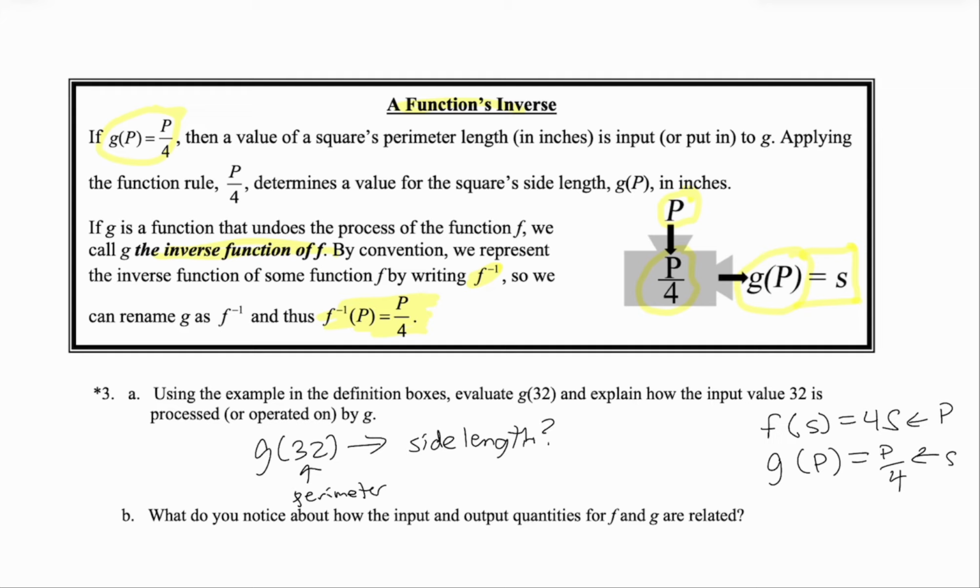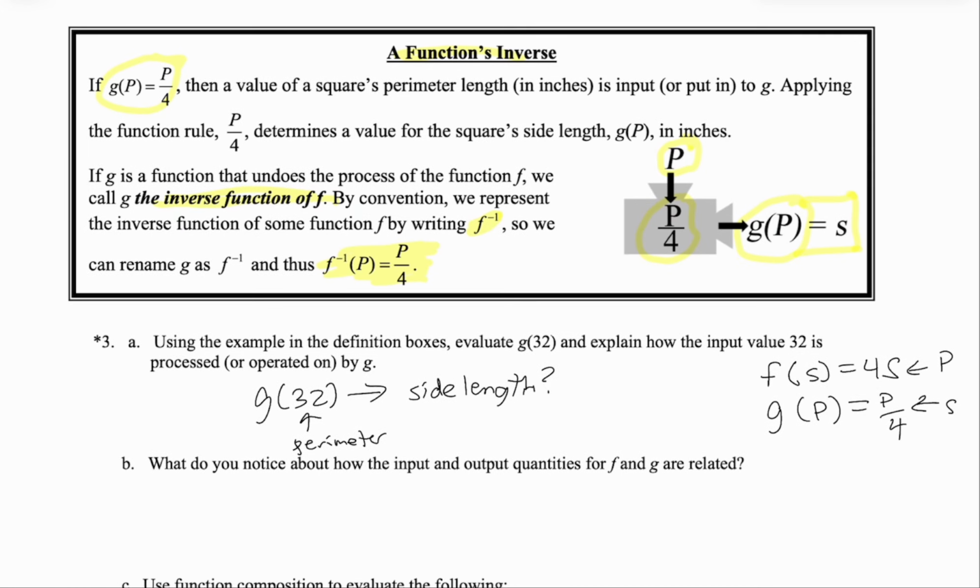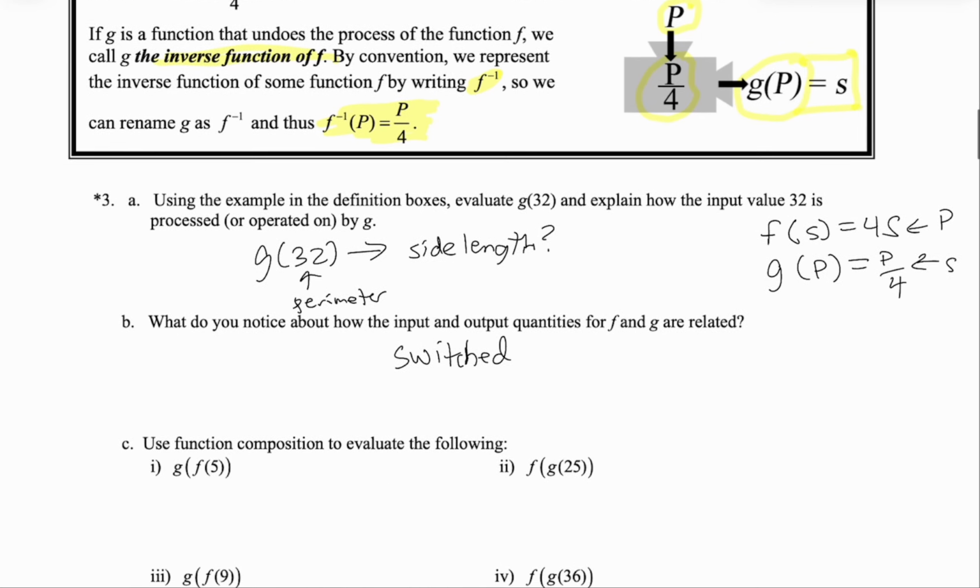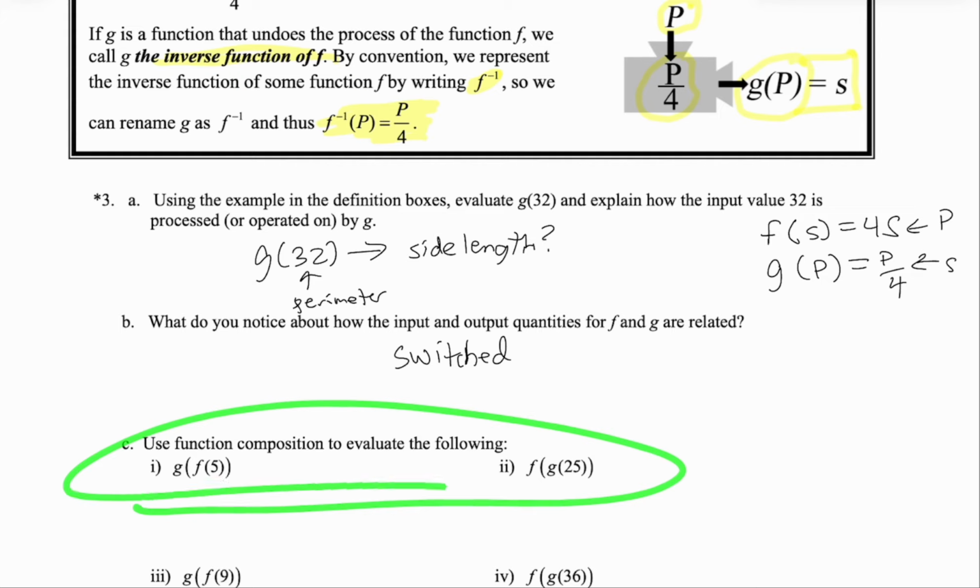Now let's think about our original function f. It went from input side, get out perimeter. This one inputs perimeter, gets out the side. So the way that the input and output of f and g are related is they are switched. So that input and output is switched. So let's look at the difference between 1 and 2.